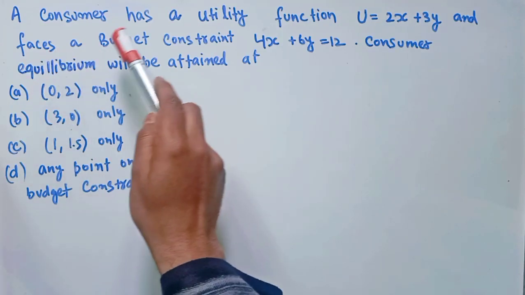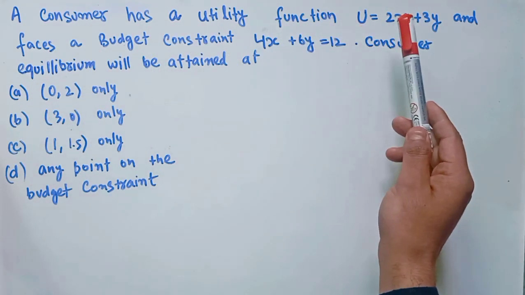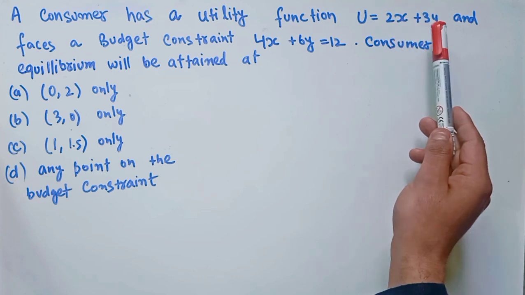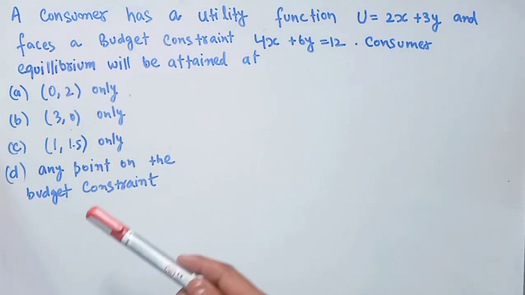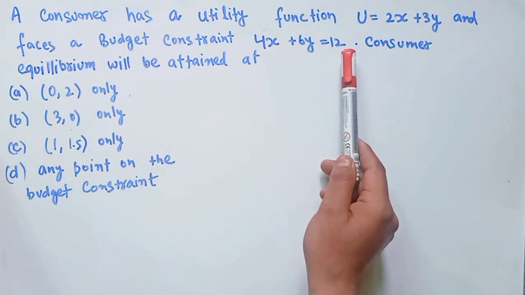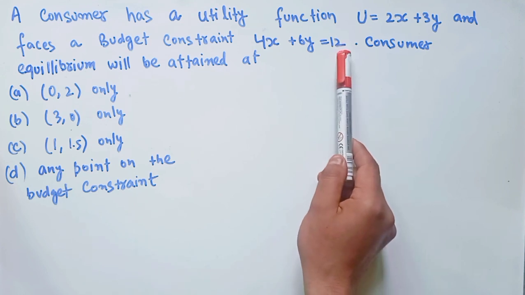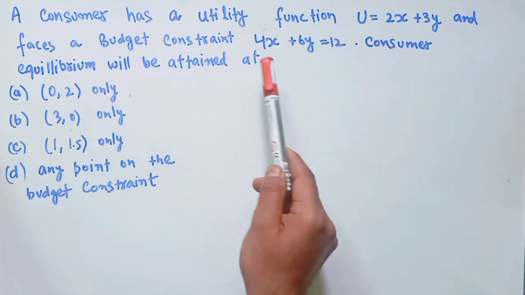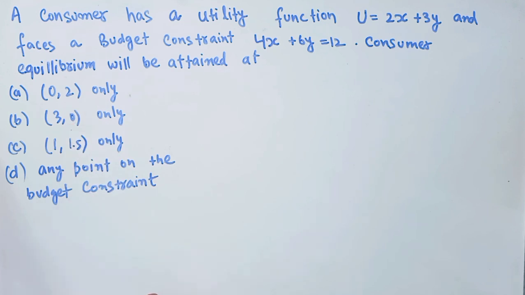The question is, a consumer has a utility function u equal to 2x plus 3y. X and y are the two goods, and the consumer faces a budget constraint of 4x plus 6y equal to 12. 12 denotes the income. Consumer equilibrium will be attained at... The options are being given.